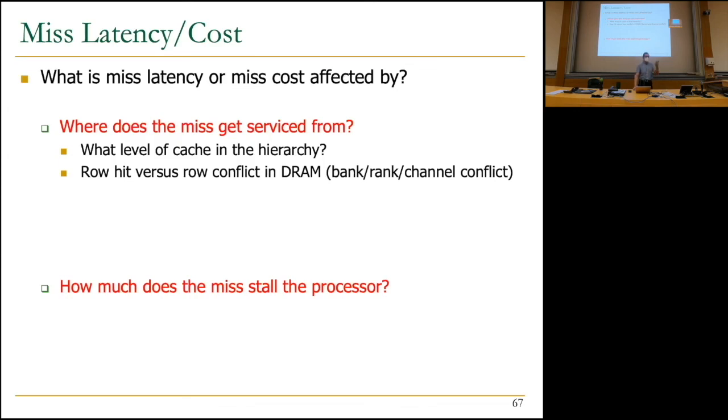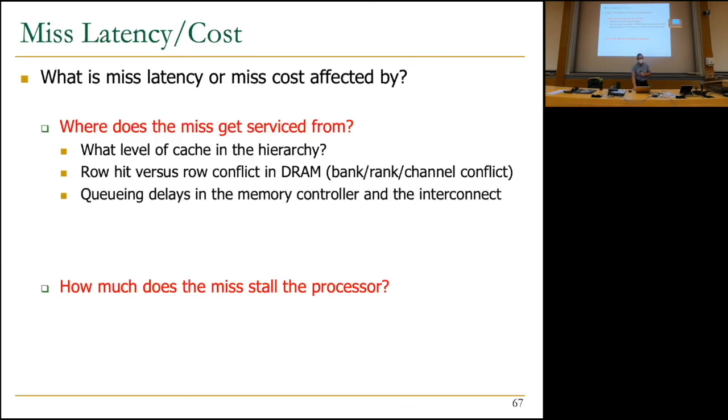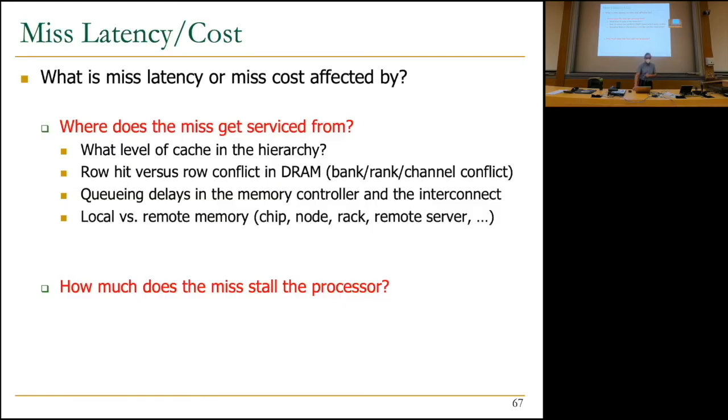So what we have seen earlier actually affects the latencies a lot. Queuing delays in the memory controller and interconnect. Is it local versus remote memory? Where is it? Is it on this node in the rack, in a remote server, in a memory blade? And who knows what else?